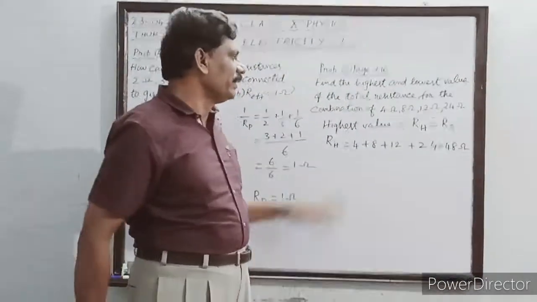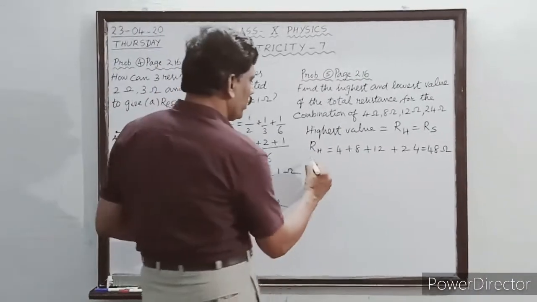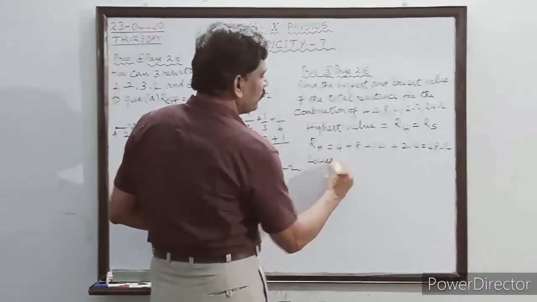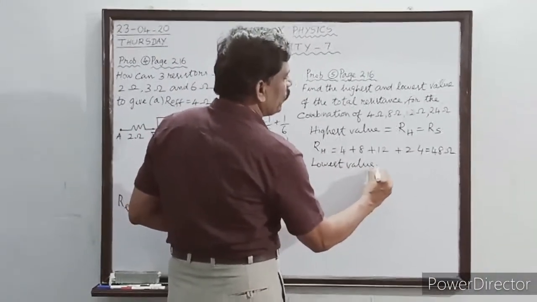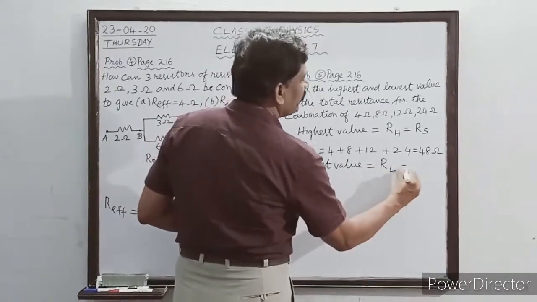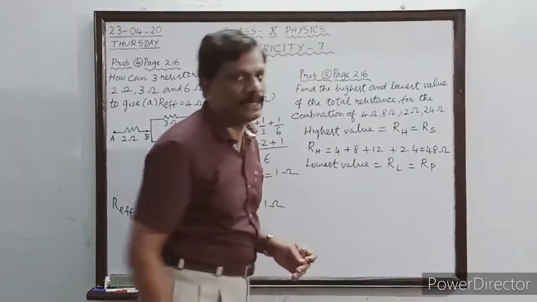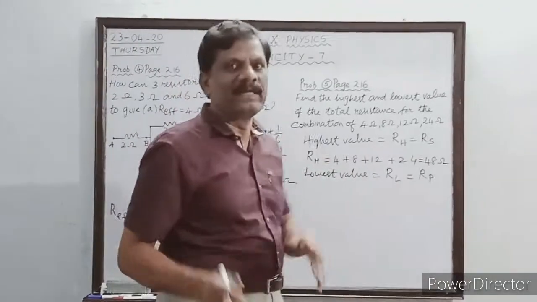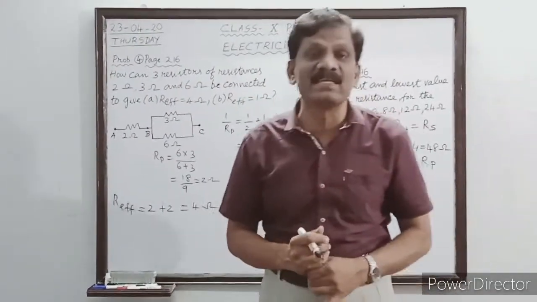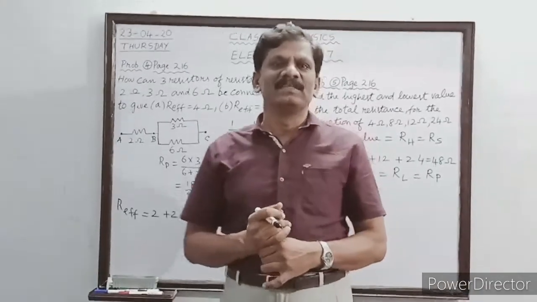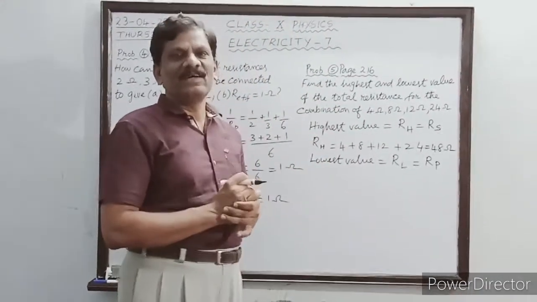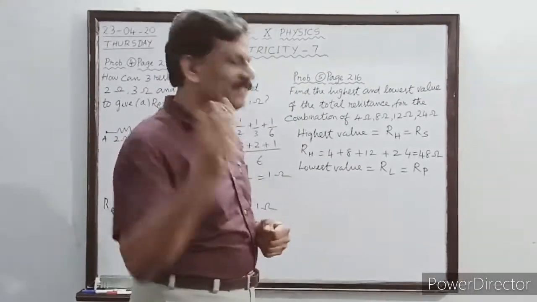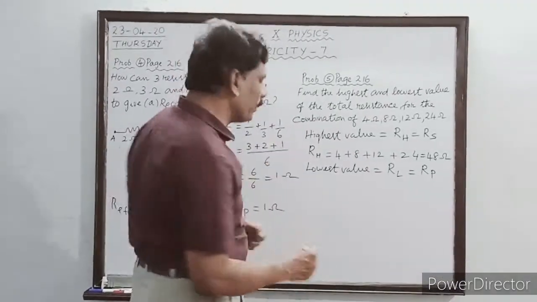Okay. Similarly, let us find the lowest value. So the lowest value is denoted by RL. That is equal to R parallel. I told you they must be connected in parallel, because we have studied that in parallel combination the effective resistance is the least, lower than the least of the combination. Now you tell me what formula I am going to use.